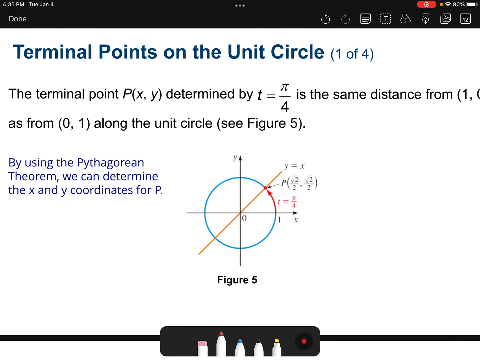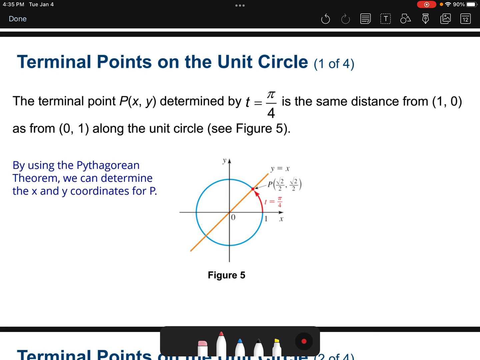Okay, so how do we find something like this? What terminal point is determined by pi over 4? Well, pi over 4 is halfway in between pi over 2 and 0, so pi over 4 is right here. So we know that's a 45, 45, 90 triangle, if we recall from geometry. If we don't, that's okay too. But we know that the x's and y's are going to be the same because it's a 45-degree angle. So that means that triangle is isosceles.